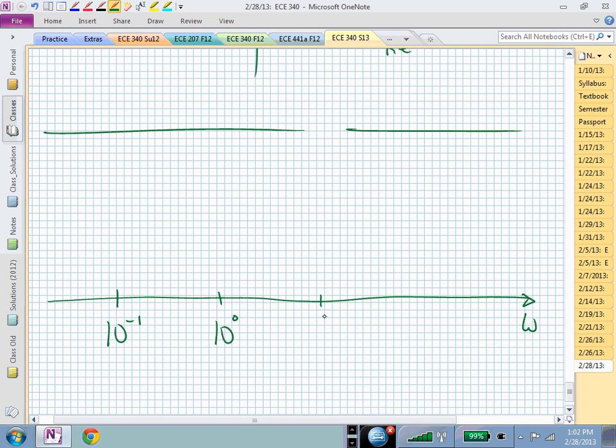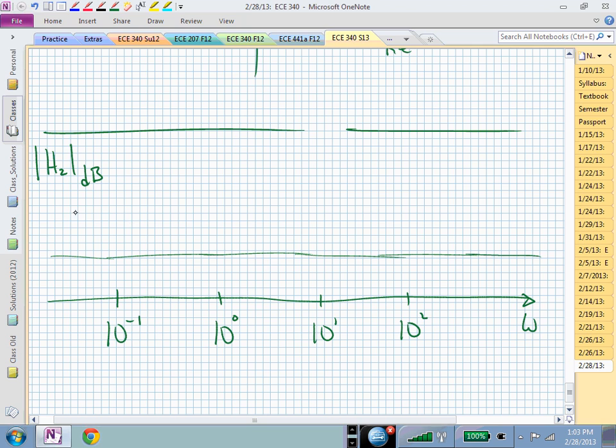Here's 1. Here's 10. Here's 100. That's probably good enough. And now let's say that we want this to represent the magnitude in dB. What you may want to do is actually give yourself some guidelines.